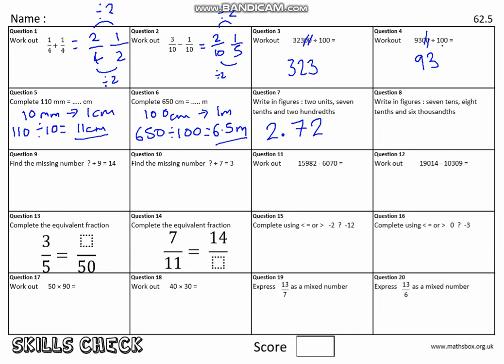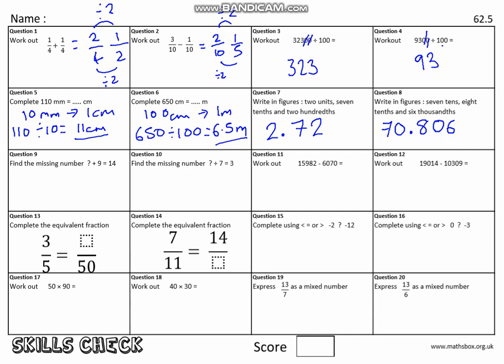Okay, so the next one's a bit longer. So it says, write in figures 7 tens, 8 tenths, and 6 thousandths. Okay, so we'll start with our 7 tens. But what comes after tens? Well, after tens comes units. Now, it doesn't say we have any, but we've still got to write our 0 and then our decimal point because that comes after units. Now, after units comes tenths. Well, we've got 8 of those. After tenths comes hundredths. We don't have any of those, but we've still got to write a 0. And then is our 6 thousandths, okay? So our answer should be 70.806.